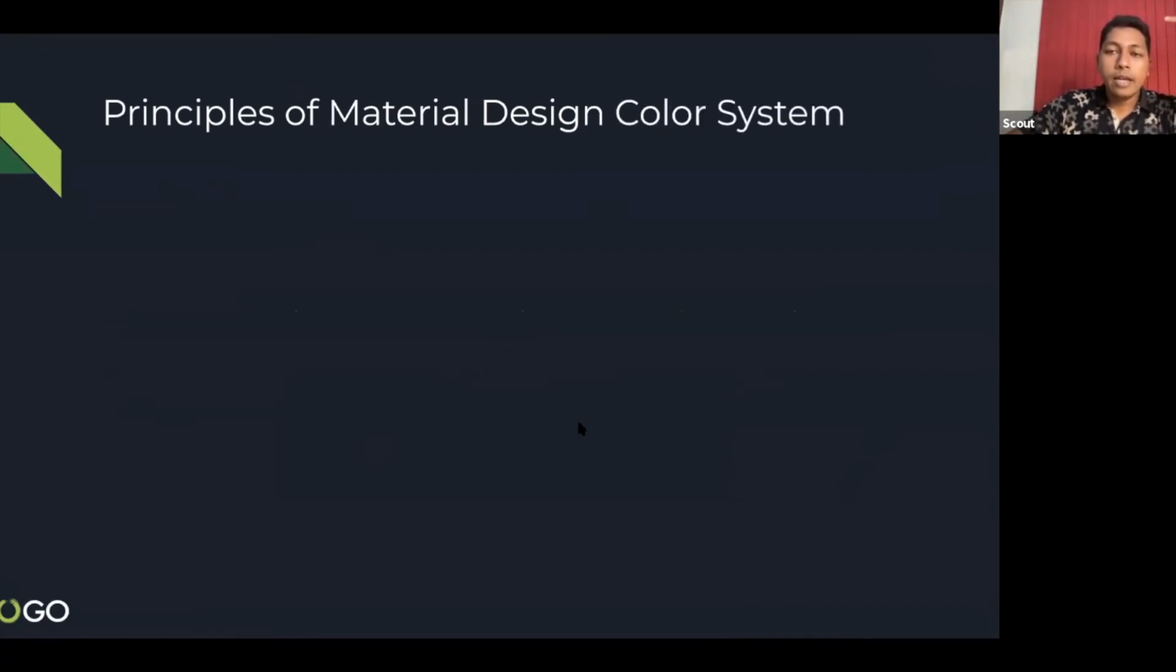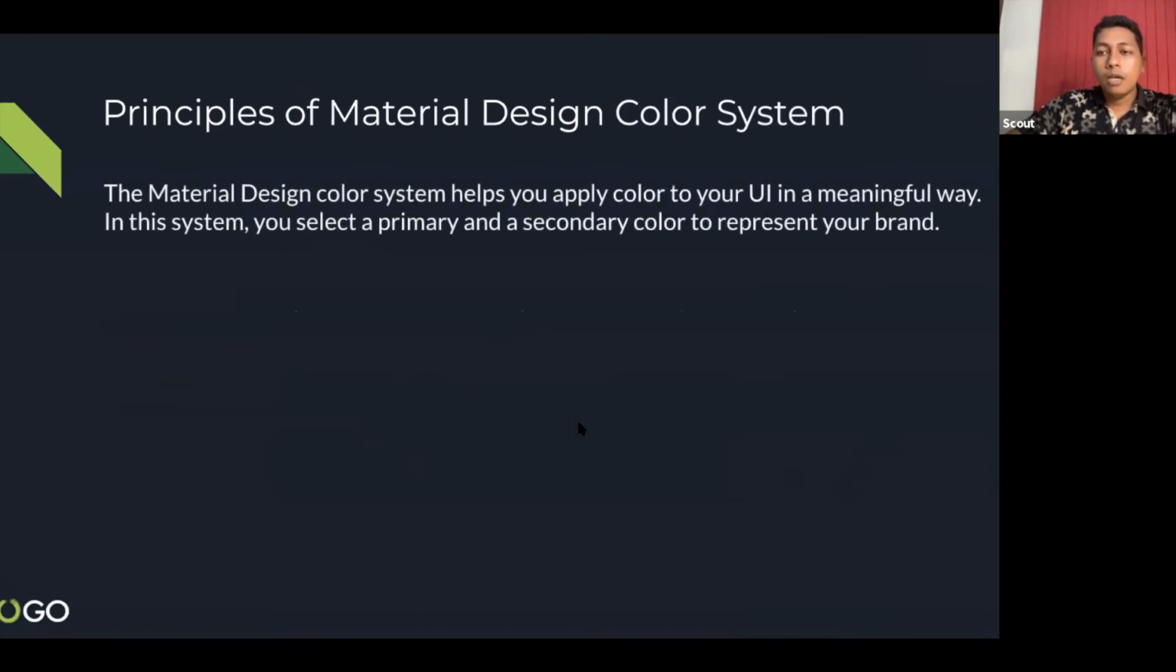Okay, second, in case of the color system. What does this color system mean? Whatever color you use, you can use only two colors. One is a primary color, and another is a secondary color. So for example, take the example of Facebook, right? Facebook is using one primary color. What is the primary color for Facebook?